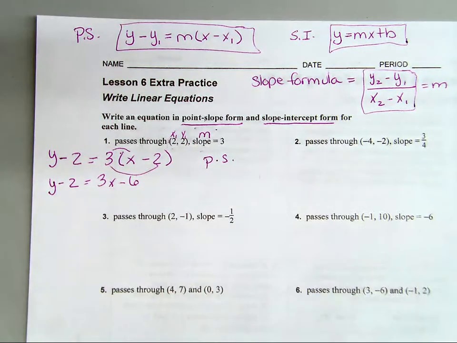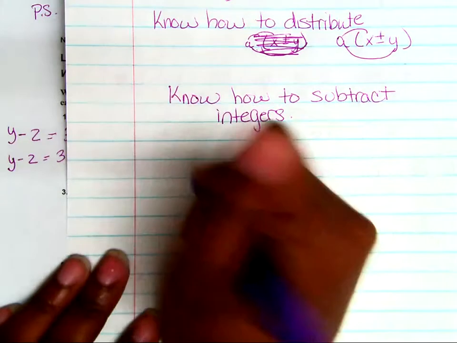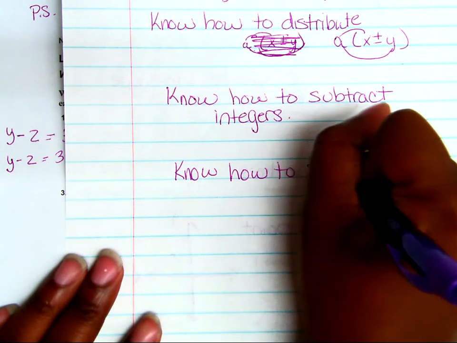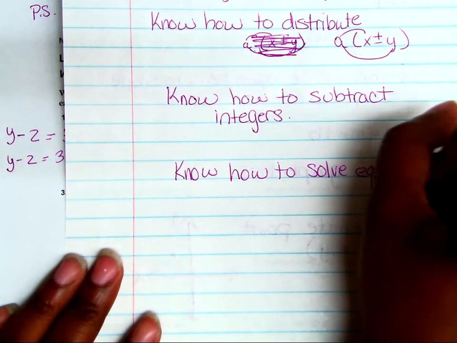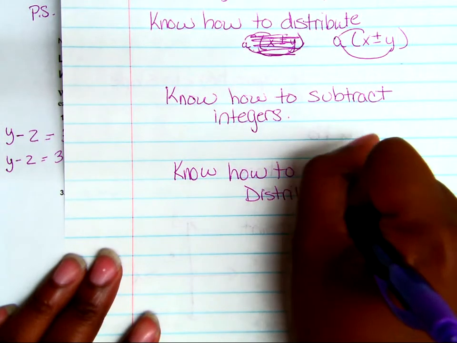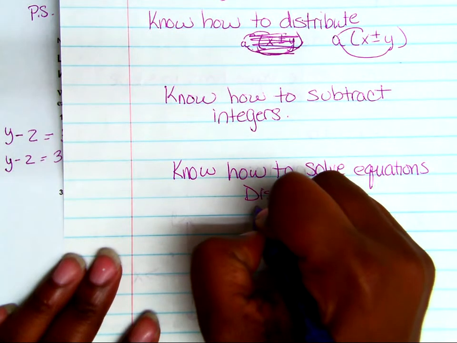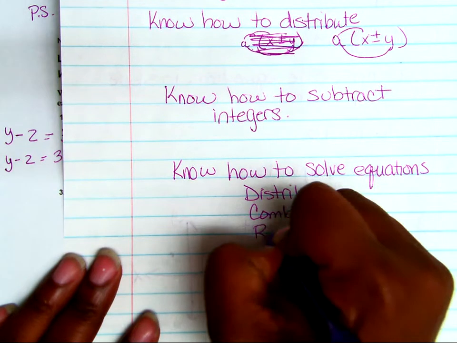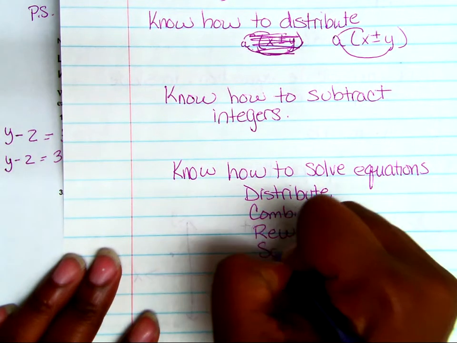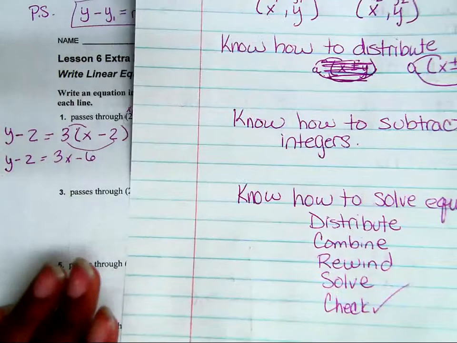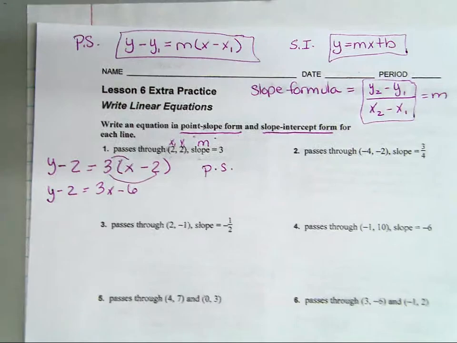Now I have to use, you also need to know how to solve equations. Let me put that on my list. Know how to solve equations. Distribute. Combine. Solve. Okay? Please know how to do that, because if you don't, you're going to be lost.